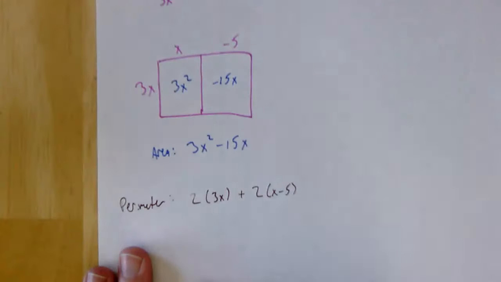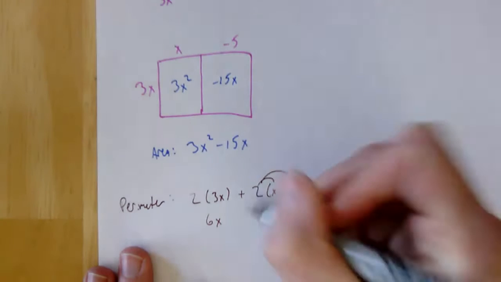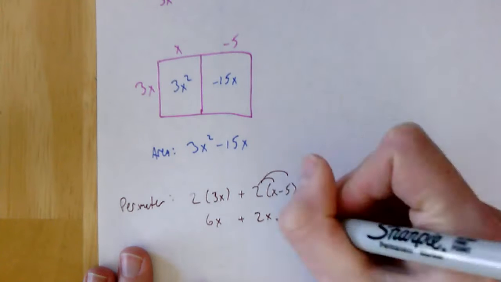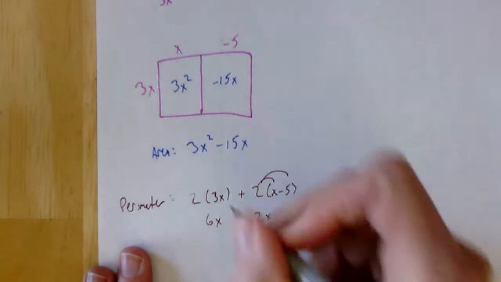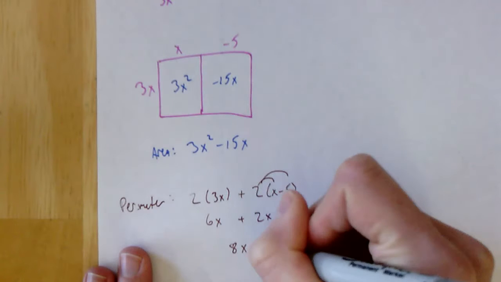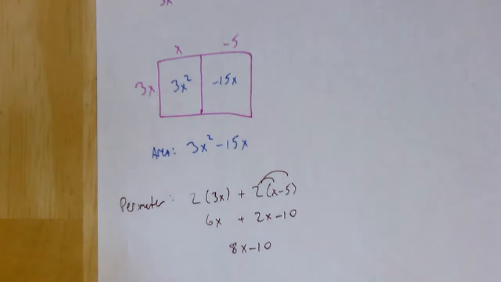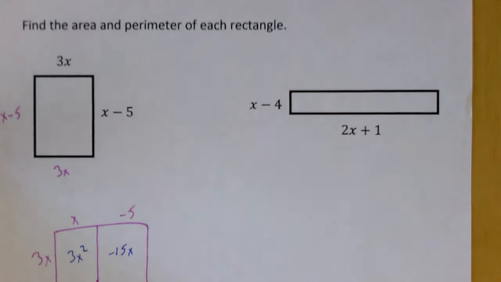So I have to multiply here. That's going to be 6x. This is like a distributive property. So that's going to be 2x minus 10. And then these two are like terms, so I can put them together. And that's going to be 8x minus 10. There's my perimeter. Okay, so this is not much new. We've pretty much already done this. You've done area before, you've done perimeter before, you've done multiplying polynomials, you've done adding polynomials. We're just tying it all together.